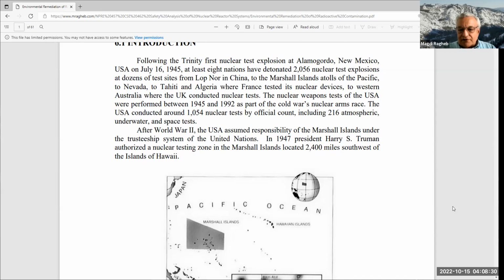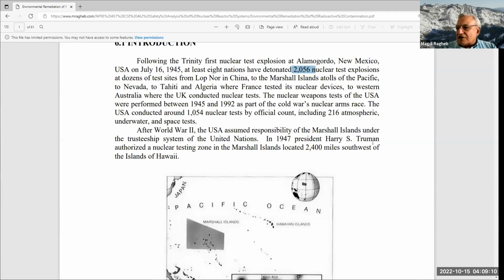And lots of testing went on. Some of the testing happened here in the United States. The first test, of course, was in Alamogordo, New Mexico, July 16, 1945. But since then, 2,056 nuclear test explosions have been carried out. And initially, they didn't know about the effect of nuclear explosions in the atmosphere. So they were conducted in the atmosphere, not just by the United States, but that was followed by the UK as well as France, and then the old Soviet Union.